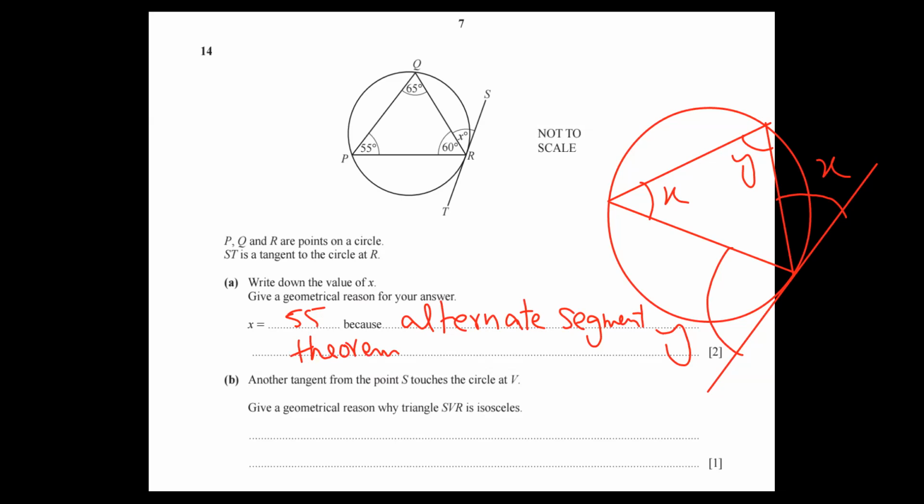And another part: another tangent from the point S touches the circle at V. It means, I'm going to show you what he's talking about. From S, I make another tangent. You can see this, S to R, and make sure one thing, this point is somewhere here. Let's say this is K. So make sure the length S to K and the length S to R are always equal to each other. Read it: another tangent from point S touches the circle at V. Sorry, this is not K, this is V. All right.